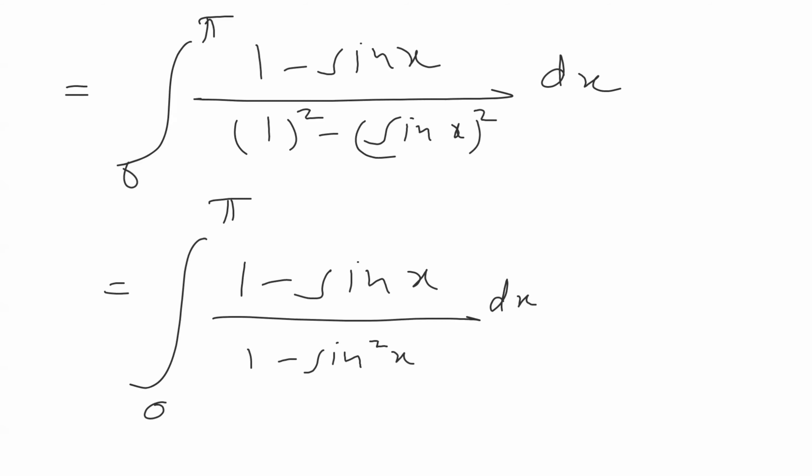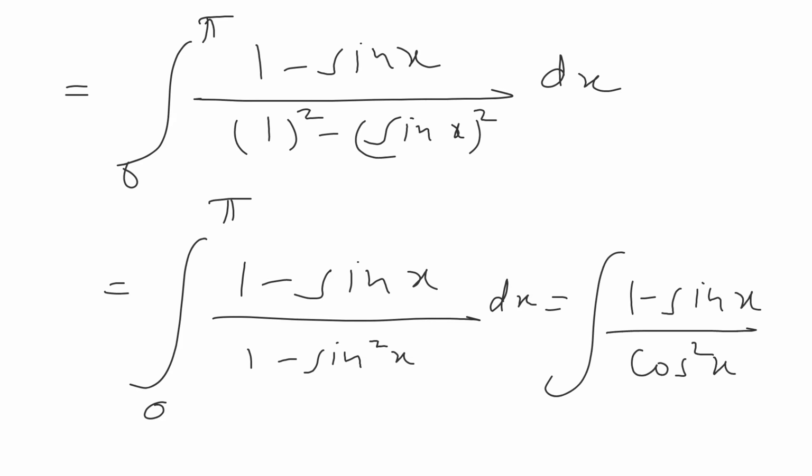Now guys, what is 1 minus sin square x? Cos square x. 1 minus sin square x is cos square x, integral from 0 to pi dx. Can someone suggest what can be done right now for this? How should we solve this? Split the numerator. Very good. We can split the numerator.